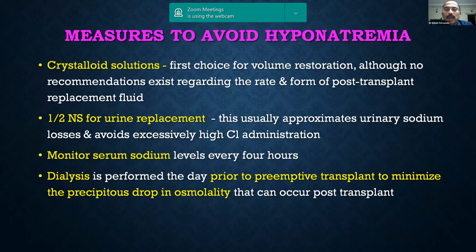Measures to avoid hyponatremia: of course, use crystalloid. This is the first choice for volume restoration. Half normal saline for urine replacement. Then monitor the serum sodium every 4 hours. And dialysis is performed the day prior to a preemptive transplant to minimize the precipitous drop in osmolality that can occur post-transplant.